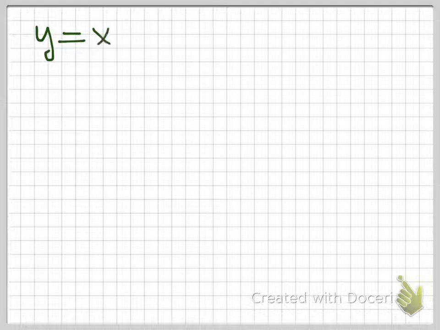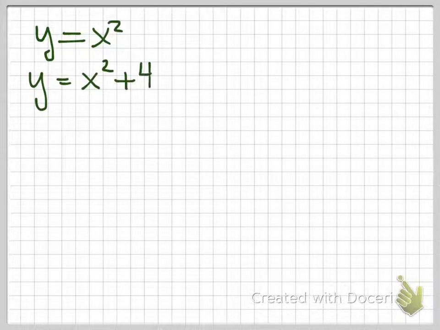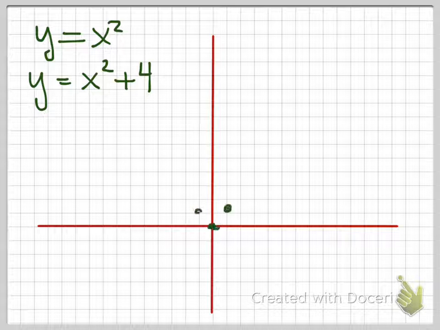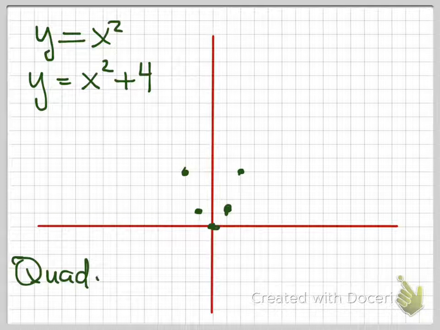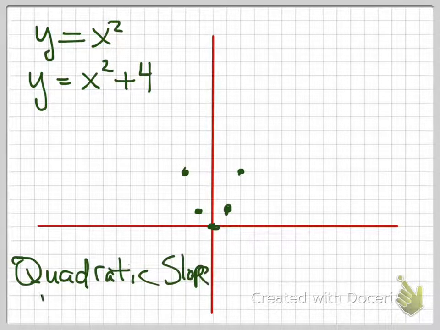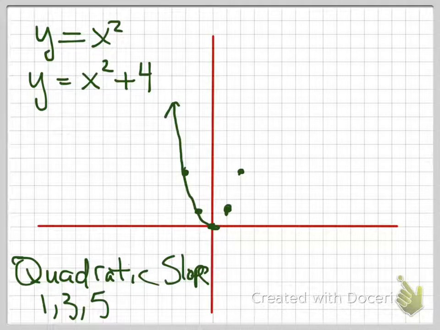Okay, so next part here. Let's compare these two graphs. Here's the parent function y equals x squared, and here's the function x squared plus 4. When you're graphing, you start at, let's say, 0, 0. And there is something we call a quadratic slope. The way I use quadratic slope is these are your three basic numbers, 1, 3, and 5.